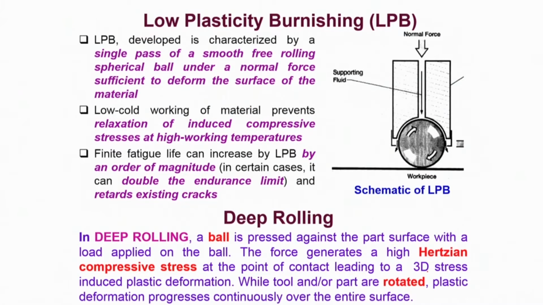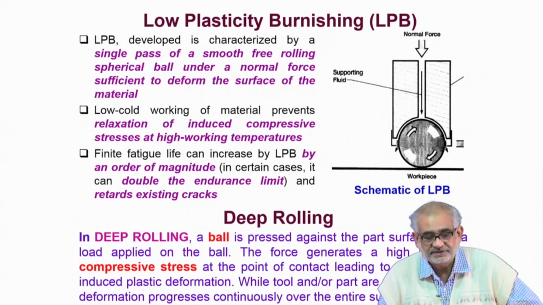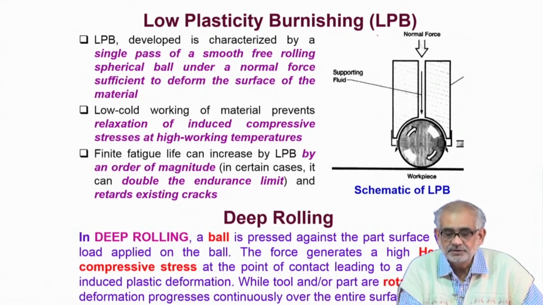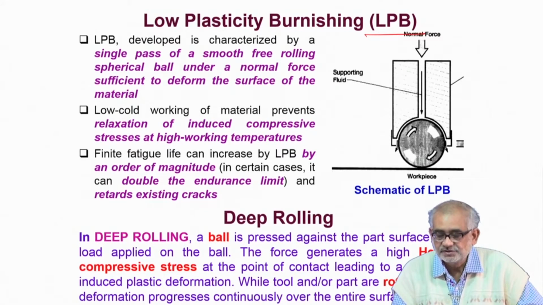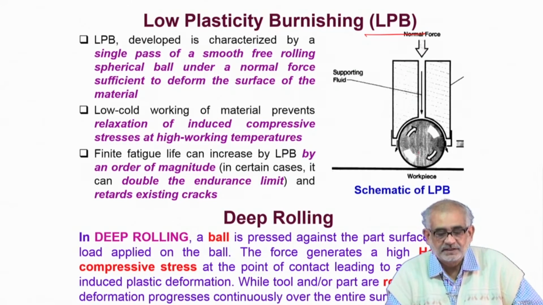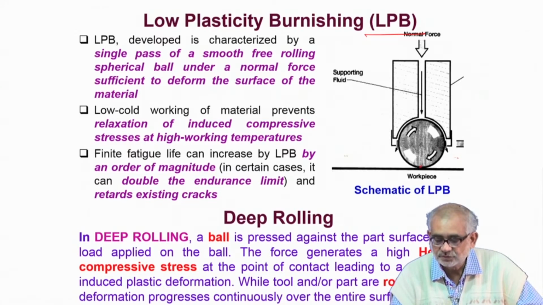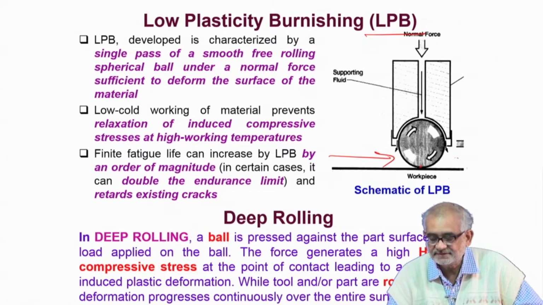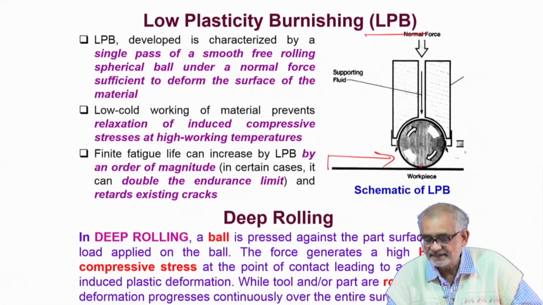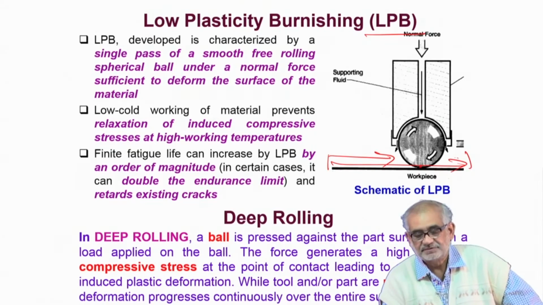One last important technique that I would like to mention in terms of these kind of surface deformation aided processes for improving the fatigue strength is low plasticity burnishing. So you simply have a roll, a spherical ball. So the contact is a very point contact, and it simply rolls over the surface. So it moves, for example, say left to right, and covers the entire length of the sample.